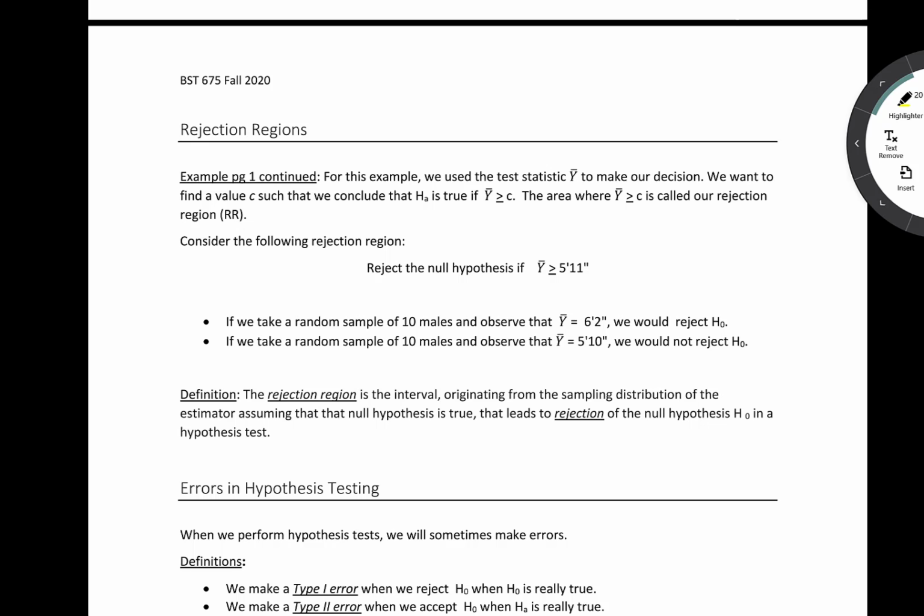All right, so previously in the notes, we had this example. It's the example that is on page 1, and so we use the test statistic y bar to make our decision. And what we're really doing is we want to find a value c, some constant, such that we conclude that HA, the alternative hypothesis, is true if y bar is greater than or equal to c. So this region is what we call our rejection region.